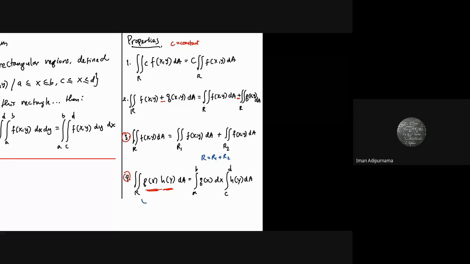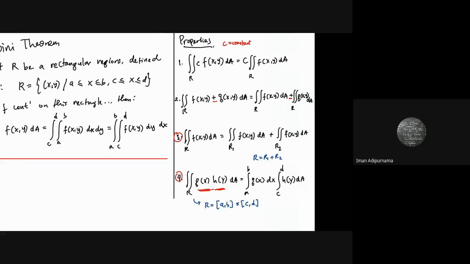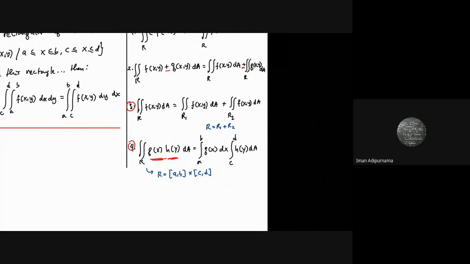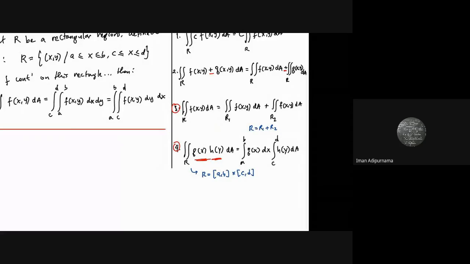Or let me add that R means the rectangle of AB multiplied by CD, right? The interval from A to B multiplied by the interval from C to D. This is just to emphasize the rectangles.